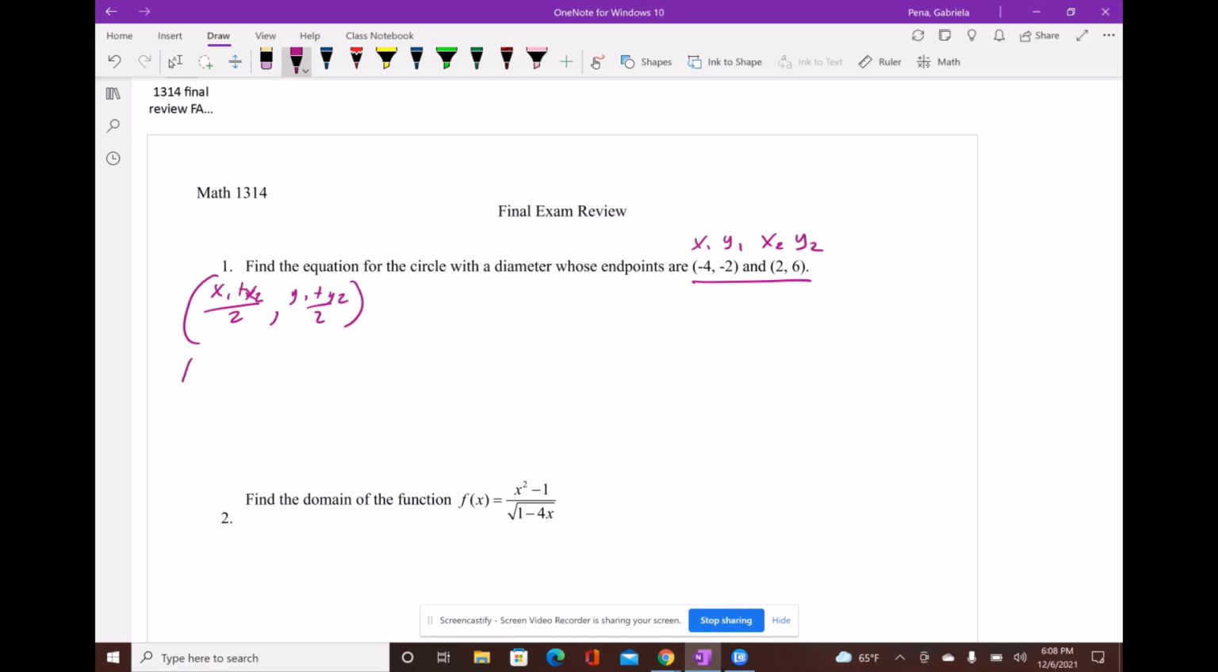So when we set this up, we have -4 plus 2 divided by 2, comma, -2 plus 6 divided by 2. -4 plus 2 is -2 divided by 2, and 4 divided by 2. And if you see a mistake, please let me know. -1, comma 2. This is your center.